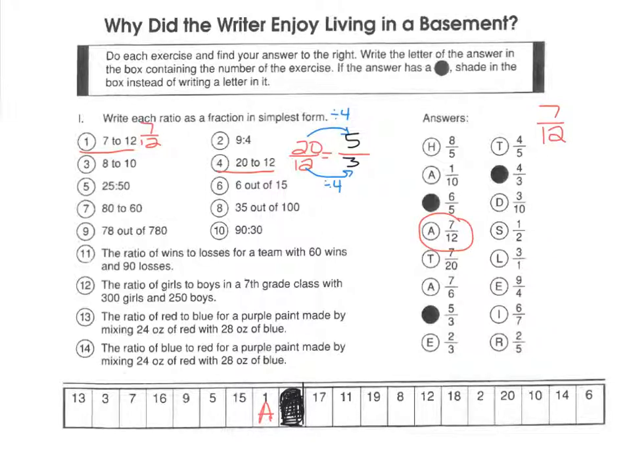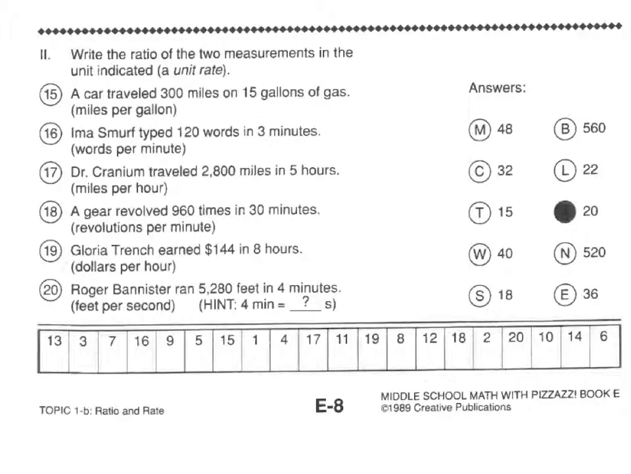So the only difference down here on 11, 12, 13, and 14 is simply that they're story problems and have bigger numbers. So if you need to, feel free to use a calculator. Let's take a look at the bottom. Here they want us to write the ratio of two measurements in the unit indicated. In other words, find the unit rate.